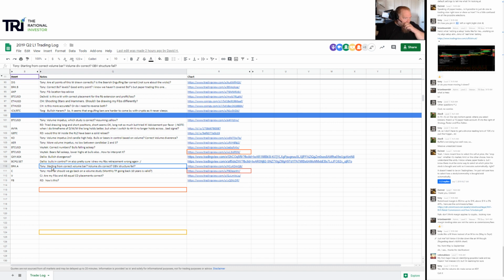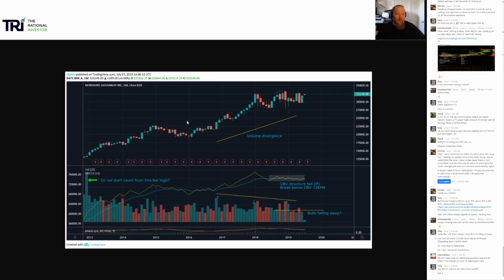All right. Starting from correct volume bar. Volume diff correct. WB structure fail. Let's see. Now, here's a good example of divergence, but you drew this before I corrected this earlier, right? What we want to look at is the fact we have higher highs, and across that same time frame we have lower highs on the indicator. That's the divergence right there and right there.